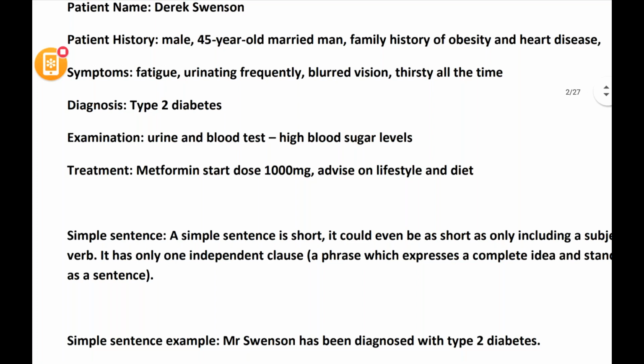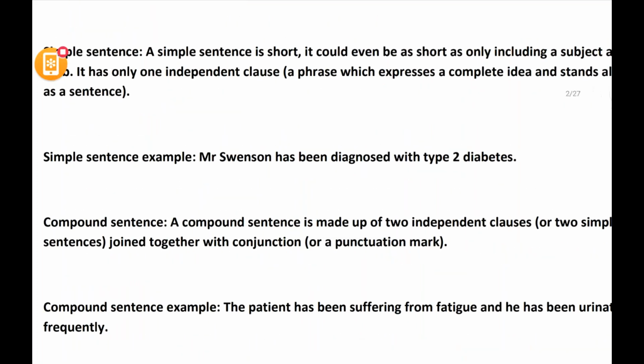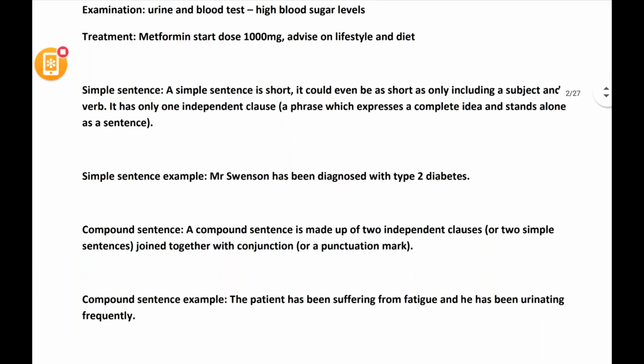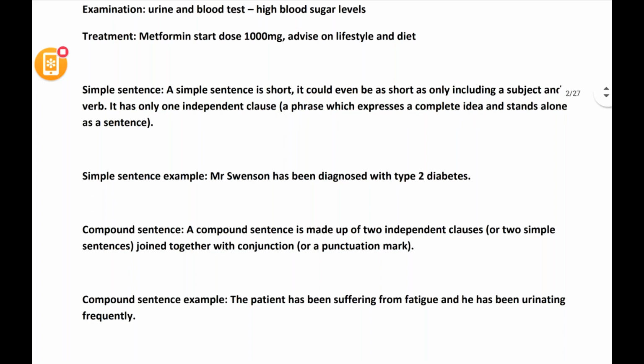Okay. So independent clause means a sentence that is not dependent on the other. It is a simple sentence. Mr. Swenson has type 2 diabetes. Now the compound sentence I told you about has two clauses, each with a different subject, and they are not dependent on each other. For example, Mr. Swenson has been suffering from fatigue and he has been urinating frequently. Both are different. He is fatigued and he is urinating frequently.